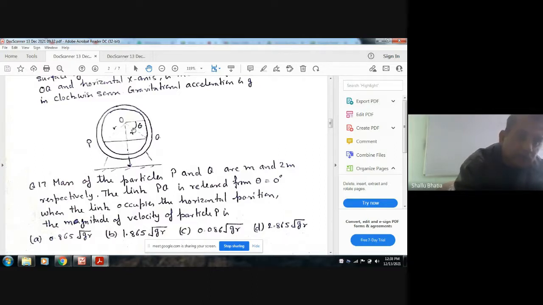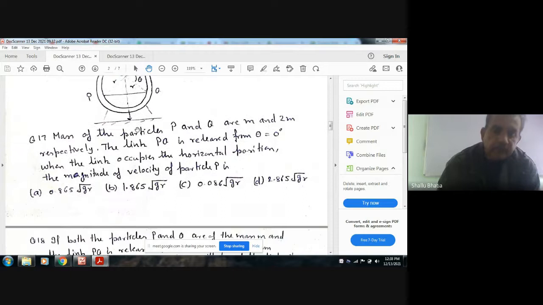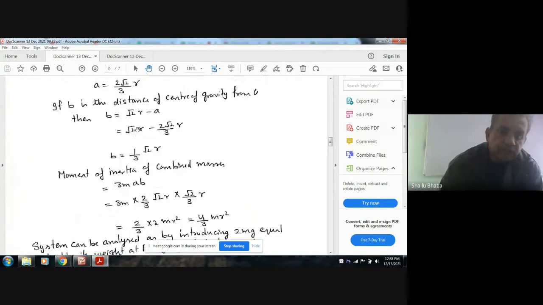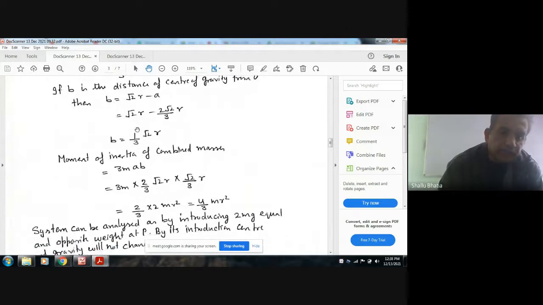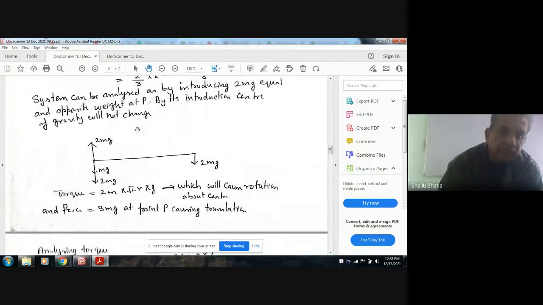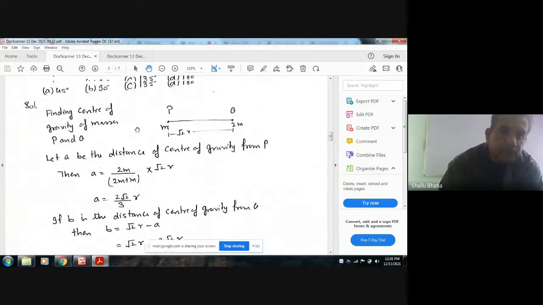So this angle should be 45 because this is R by root 2 and this is R by root 2. These two dimensions are equal, so these angles should be equal to theta. So theta is 45, for the given horizontal position, and the angle traveled is 45.